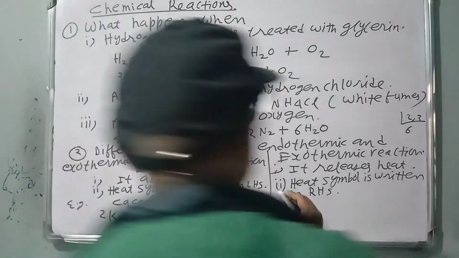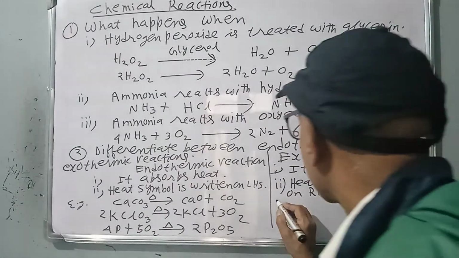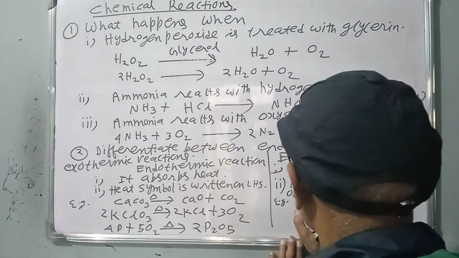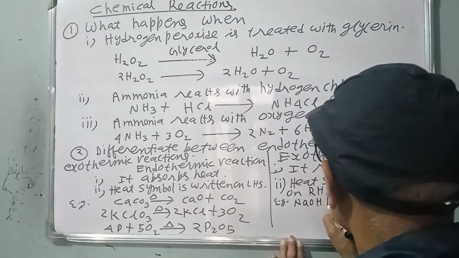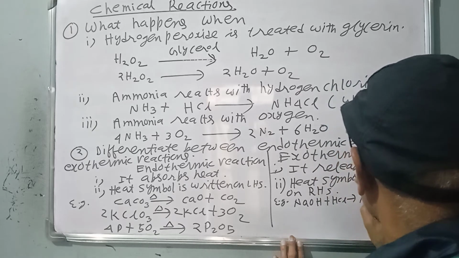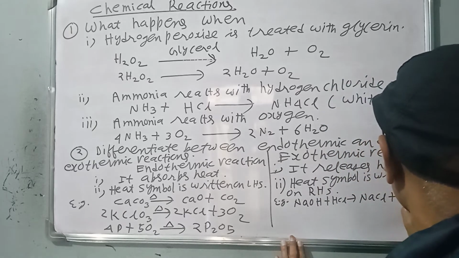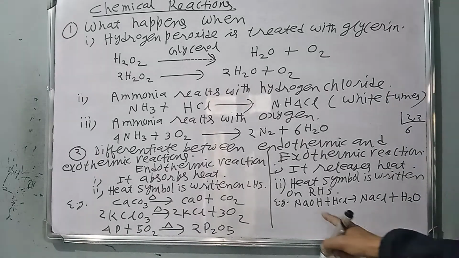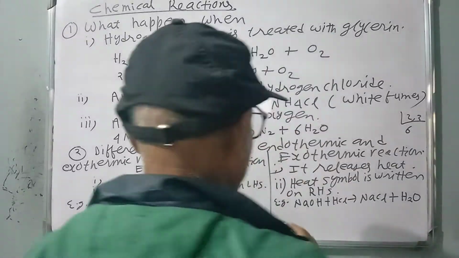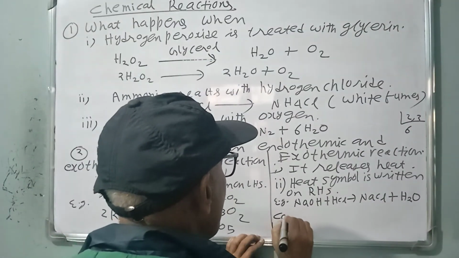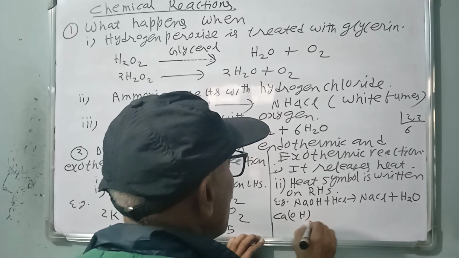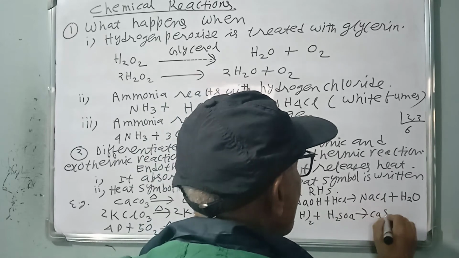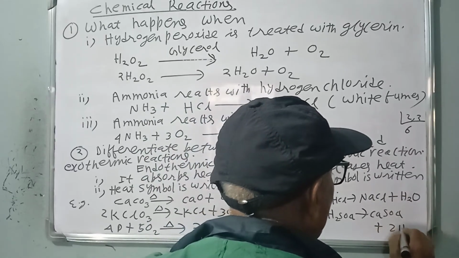Here, some examples of exothermic reaction. Generally acid-base reaction. NaOH base, HCl acid, NaCl salt, H2O water. This is a good example of exothermic reaction. Another example is calcium hydroxide plus sulfuric acid gives calcium sulfate plus 2H2O.